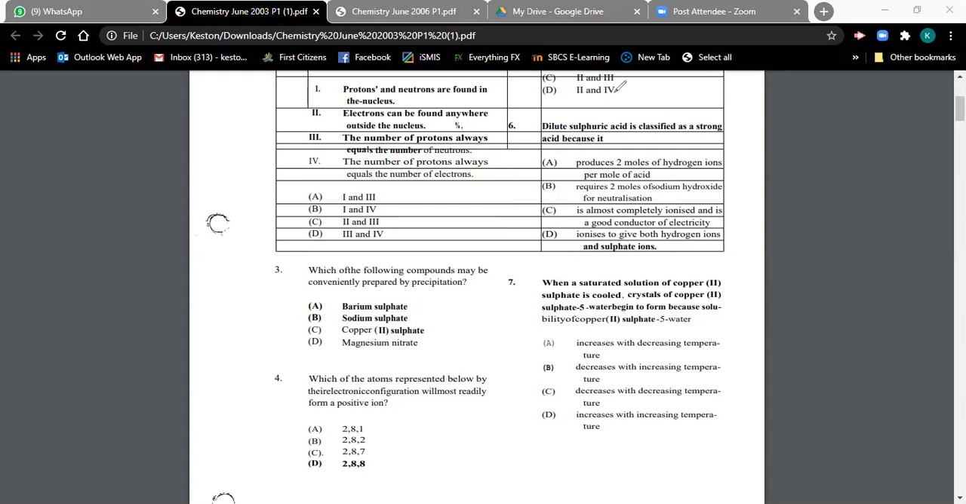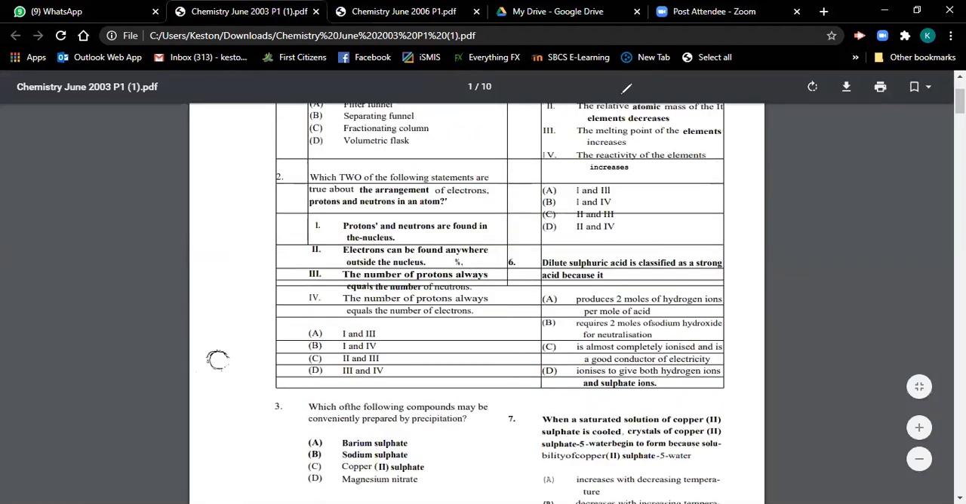4. Which of the atoms represented below by the electronic configuration will most readily form a positive ion? So who's going to lose an electron easily to form a positive ion? Yep, that's correct. A, 2, 8, 1. Very good. 5, let's see what 5 has.